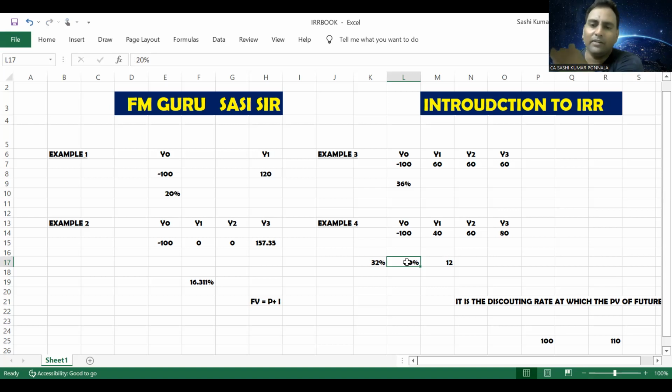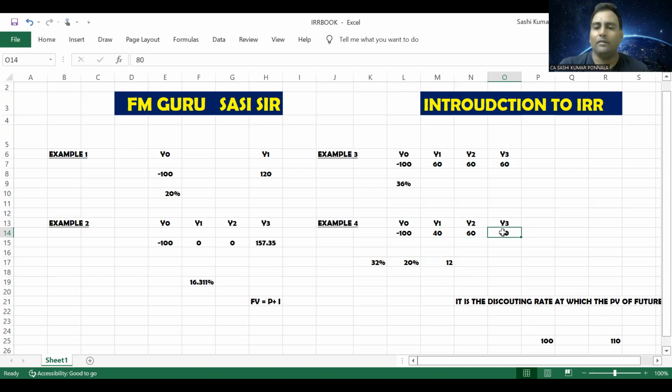After investment, this will be shown on the asset side of the balance sheet. This asset where you are investing money should give a minimum rate of what? 20%. That is why I am discounting this 40 with 20%, I am discounting 60 with 20%, and I am discounting 80 with 20%. What is 20%? The minimum rate of return. So 40 includes P plus 32, which you discount at 20%, and after discounting you are left with P plus 12%. Second year, P plus 32, discounting at 20%, after discounting you are left with P plus 12%.